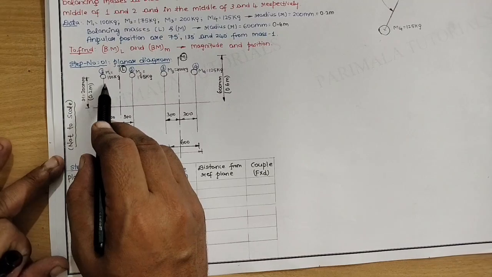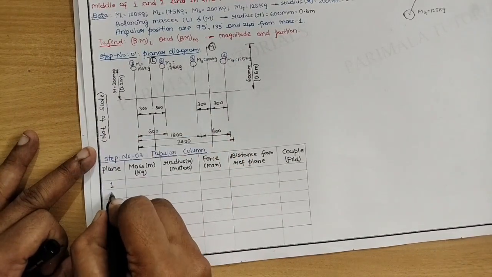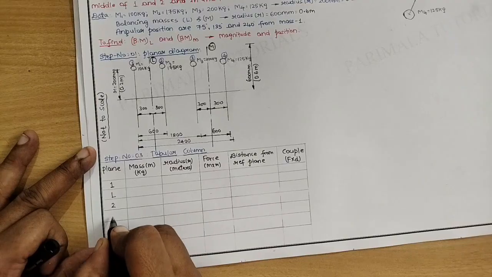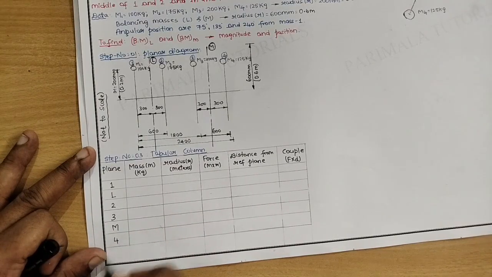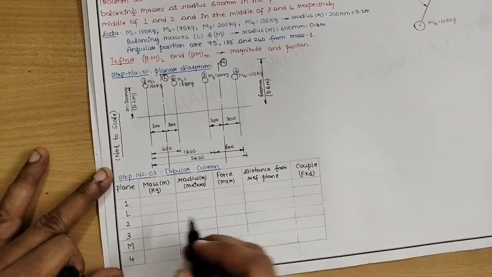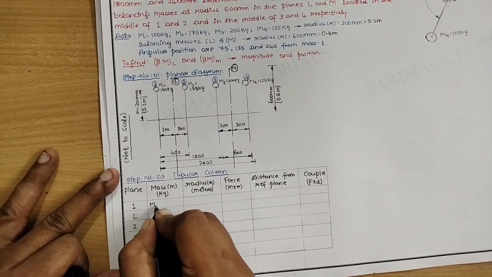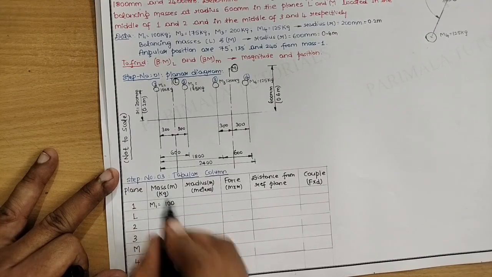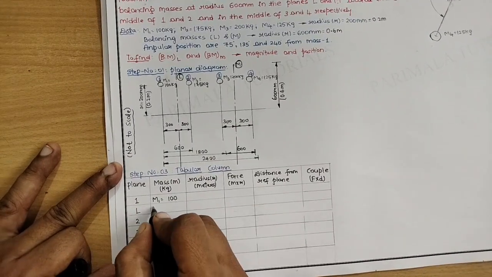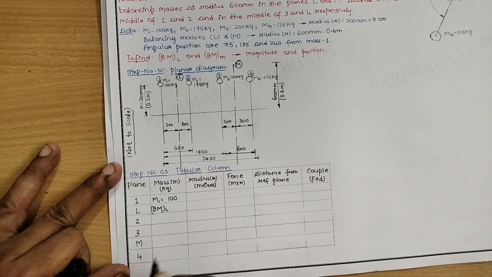As seen in the planar diagram, the first plane is the first plane, followed by plane L, plane number 2, plane number 3, plane number M, followed by the fourth plane. I think it is clear. What are the masses in each plane? In this plane, we can call this one as M1, with a value of 100 kg already mentioned here. So this we are supposed to find out. Let us call this as balancing mass L.